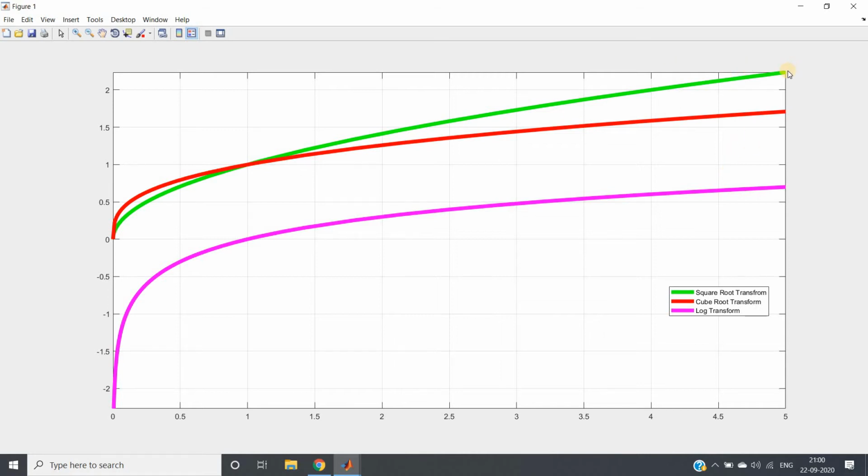Okay, so there are some advantages and disadvantages with all this. Let me discuss. First, log transformation. What is the disadvantage with log transformation? It is very strong. It might fulfill our requirement to suppress the outlier, to compress the outlier, but the log function only works for positive values, right?